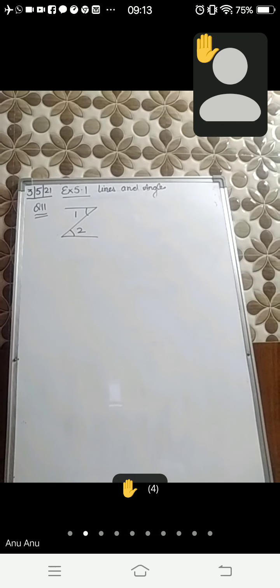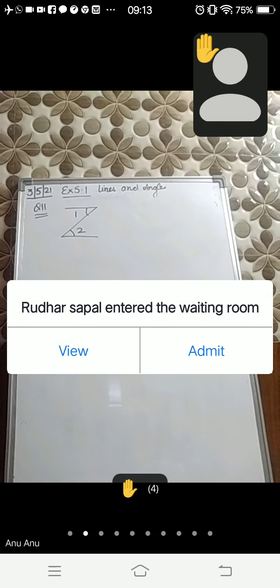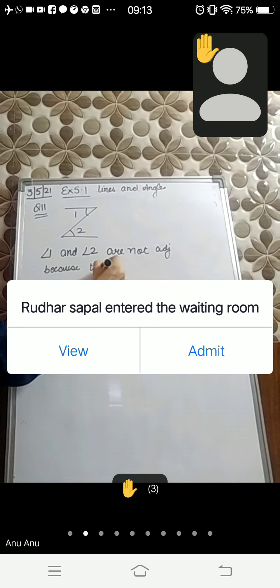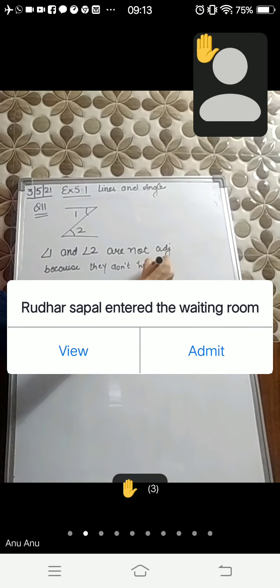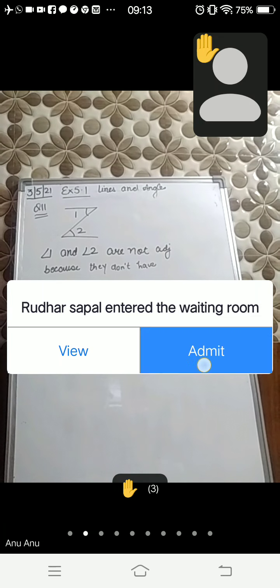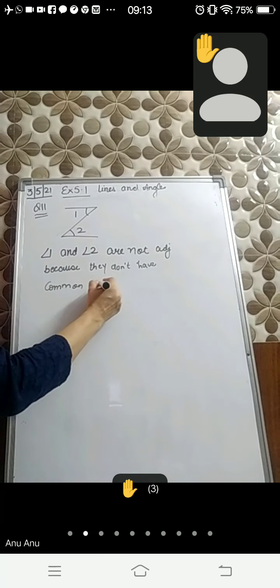Yes, very good. Angle 1 and angle 2 are not adjacent because they don't have a common vertex.